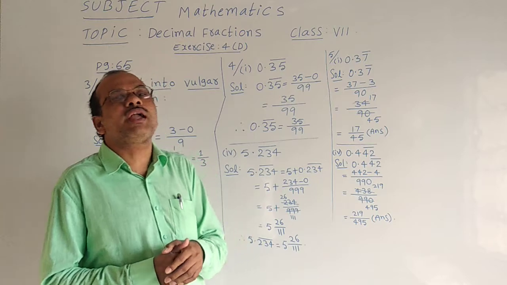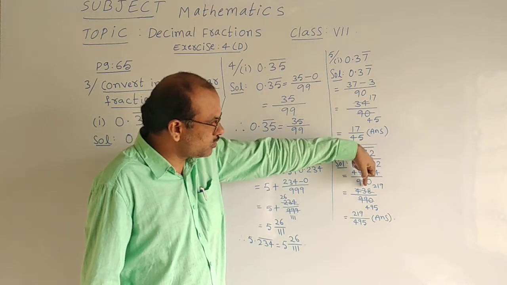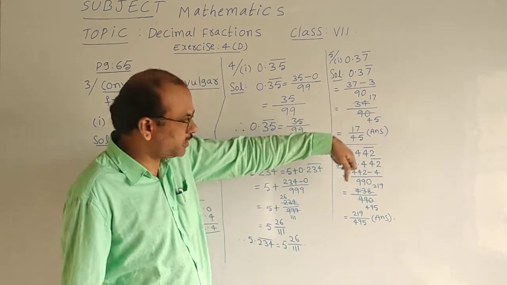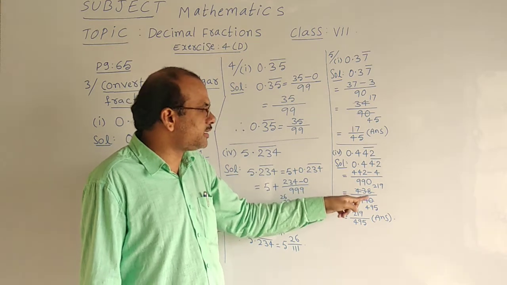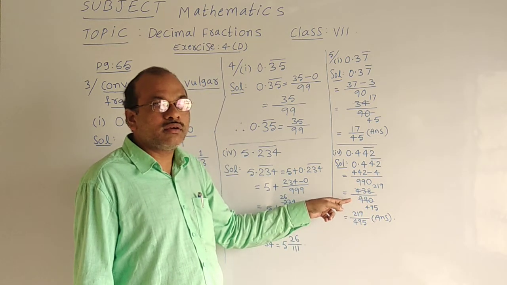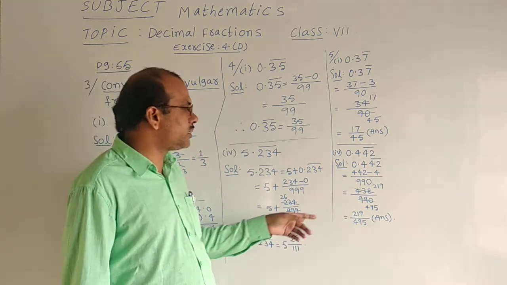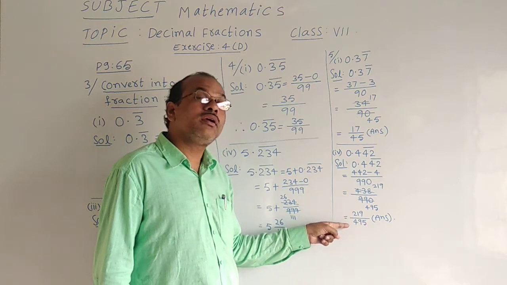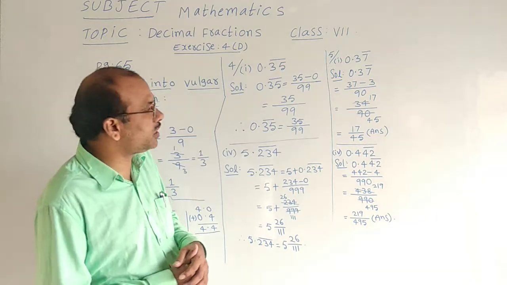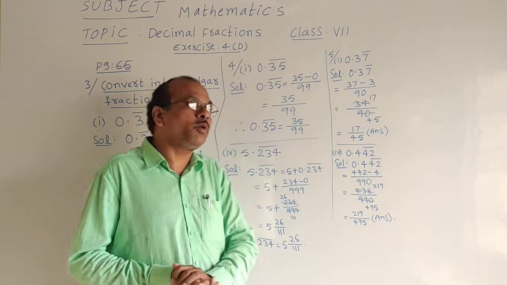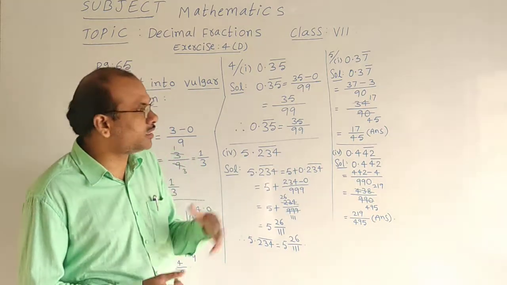With the 2 table if we cancel: 2 2s are 4, 2 1s are 2, 18. 2 9s are 18. Again, 2 4s are 8, fill the 9, 19. 2 9s are 18. Again 1 remains, 10, 2 5s are 10. Then we got 219 by 495. This is a vulgar fraction which is equivalent to the given question, 0.442 bar.